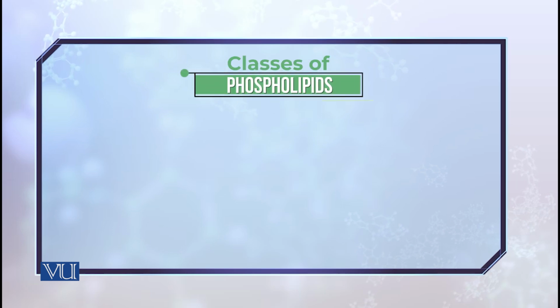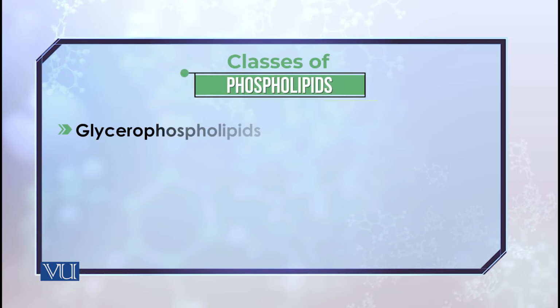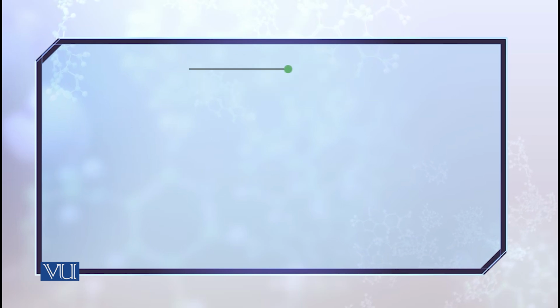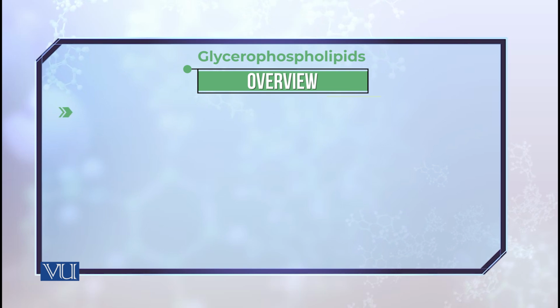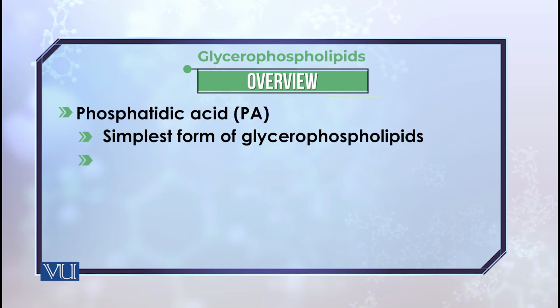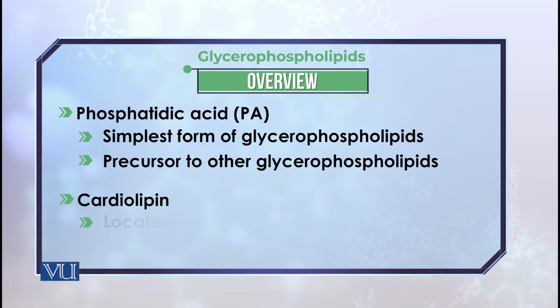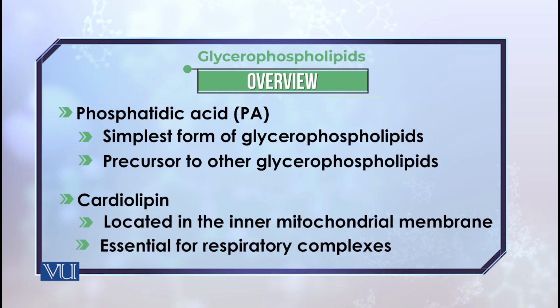There are two major types of phospholipids: glycerophospholipids and sphingophospholipids. The glycerophospholipids contain, as the major moiety, phosphatidic acid, which is one of the simplest forms of phospholipid and is the precursor of all the other glycerophospholipids. Some examples of these glycerophospholipids are cardiolipin, which is present in the inner mitochondrial membrane and is very essential to carry out the different respiratory functions.